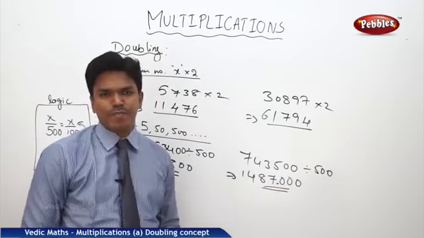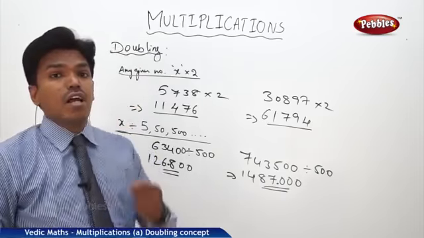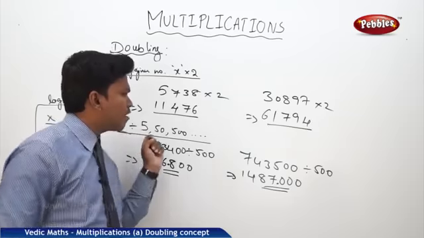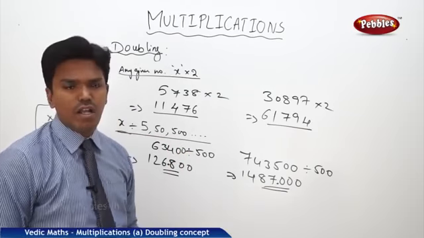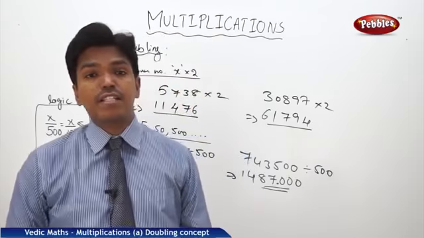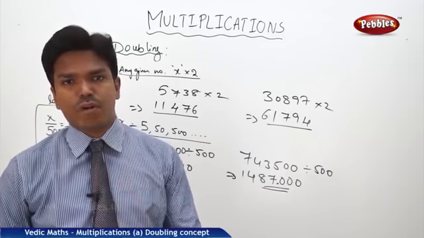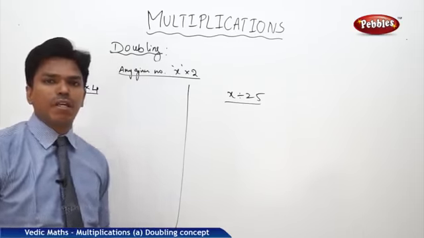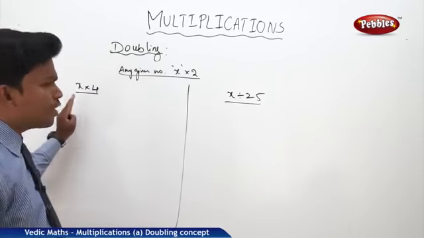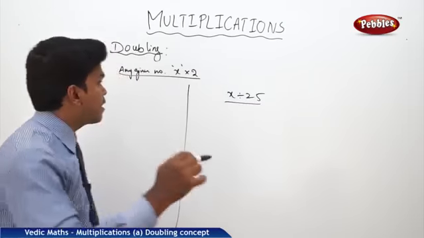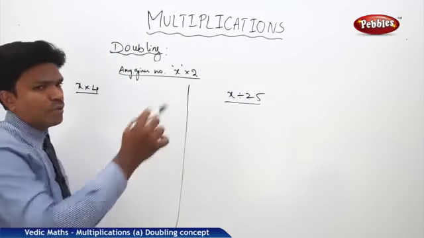1487. So that's how you can apply the doubling technique in case of division by 5, 50, 500 and so on. Now we will see the application of doubling in case of multiplication by 4. Now we will see another two advantages of doubling, that is, one is x into 4 and x division by 25. I am again saying x is nothing but any given number.